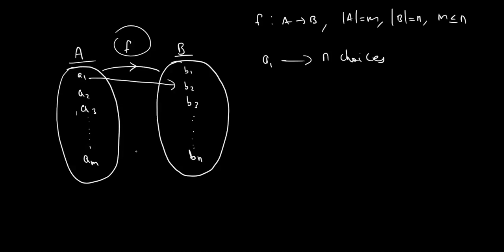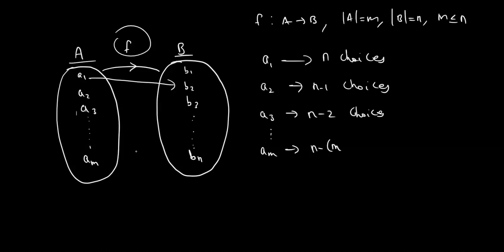A1 could be mapped to B1, A1 could be mapped to B2, A1 could be mapped to B3, up to Bn. So there are n choices. And for A2, how many choices are there? If A1 is mapped to one element from the set B, then A2 has only n minus 1 choices. Likewise, A3 has n minus 2 choices, and Am has n minus m plus 1 choices.